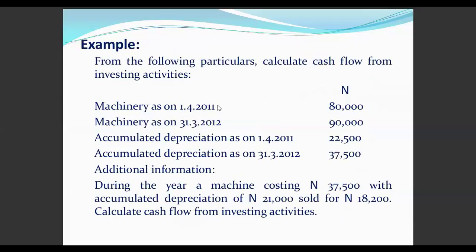Let's give an example. From the following, I need to prepare the cash flow statement. Machinery as on 1st April 2011 is 80,000. Machinery on 31st March 2012 is 90,000. What does it indicate? The machinery has increased by 10,000.